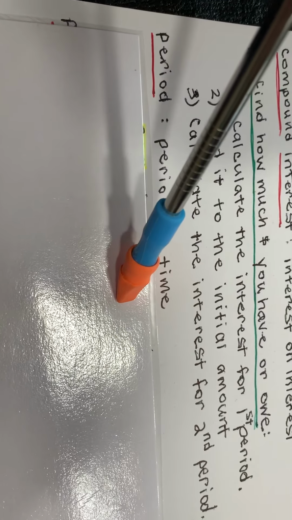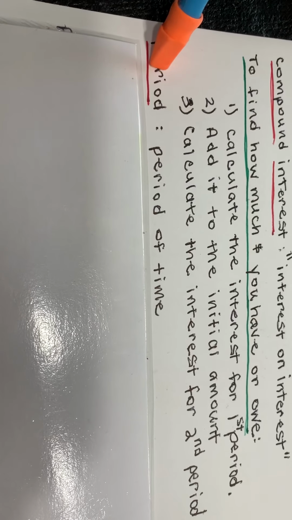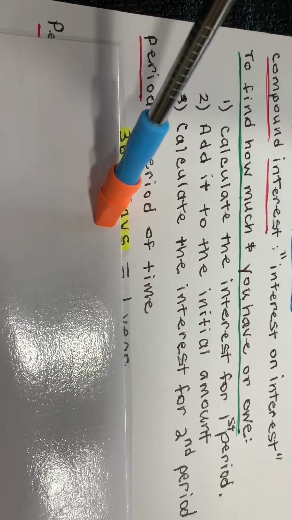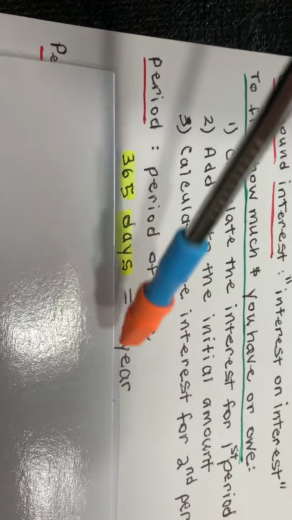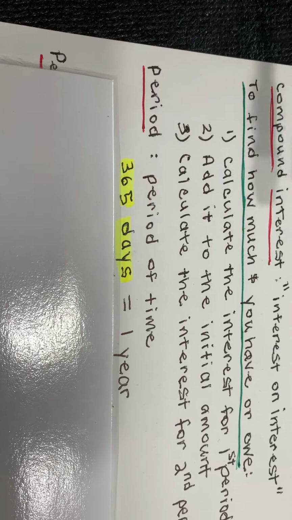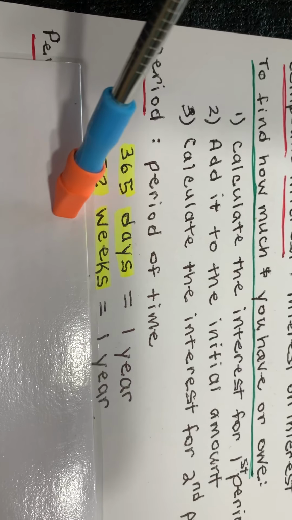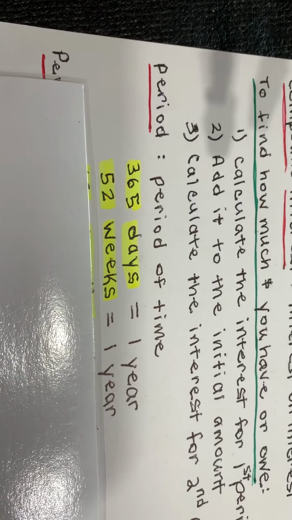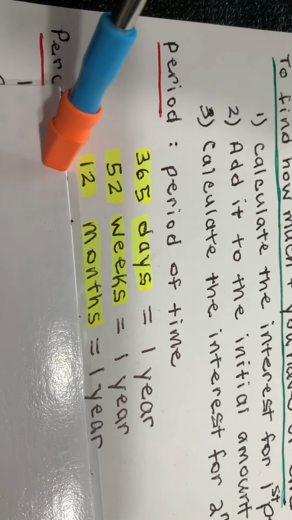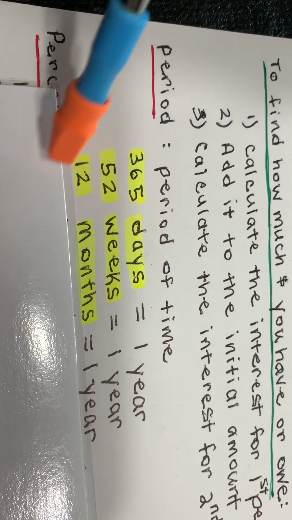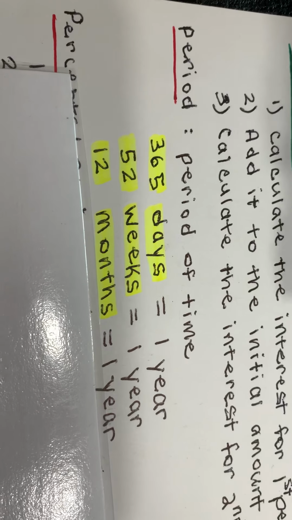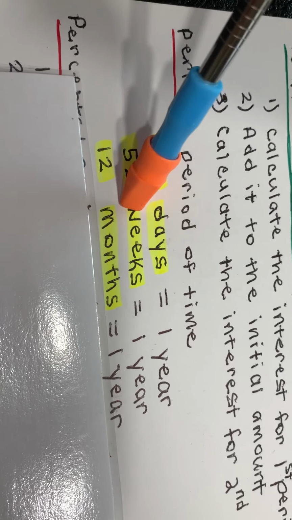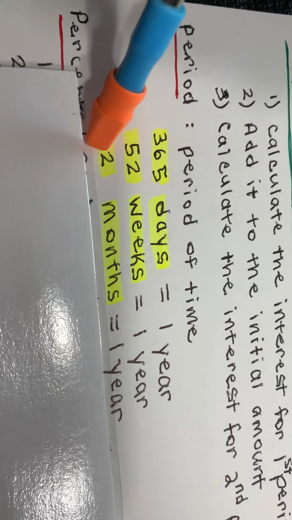Okay, let's talk about that word period before we get started. A period is a period of time, and usually in most story problems, a period of time could mean 1 year, which hopefully you all know is 365 days. A period of time could be 52 weeks, which is also 1 year. A period of time could also be in months. 12 months also makes 1 year. So you have to make sure that you really read your story problem and notice if they're asking for days, weeks, or months. We have to use the correct number accordingly.